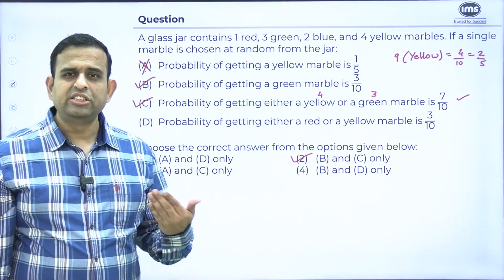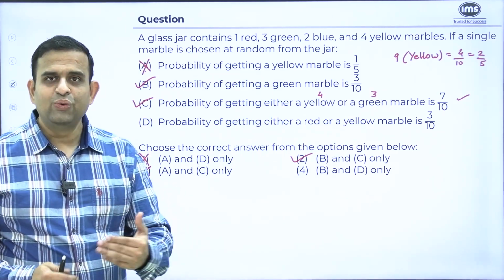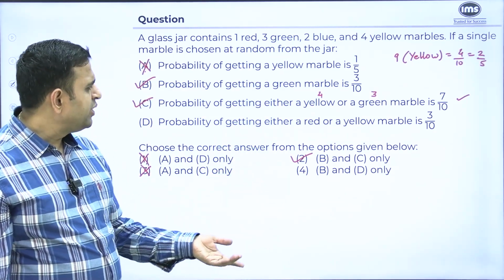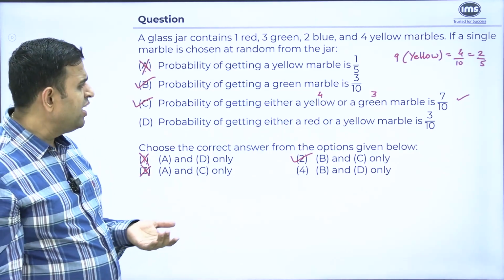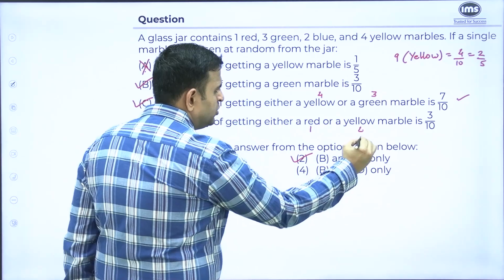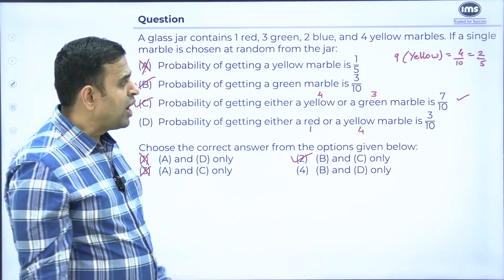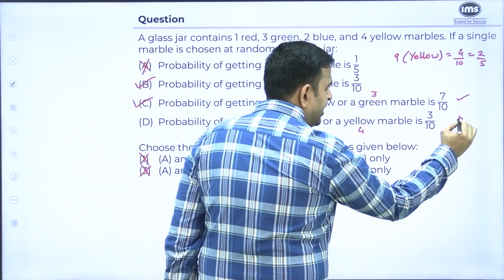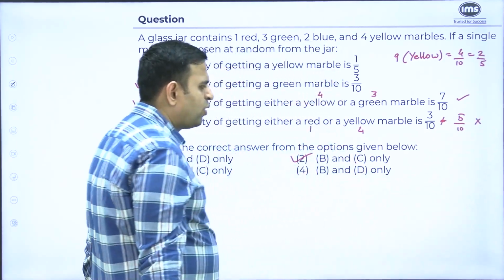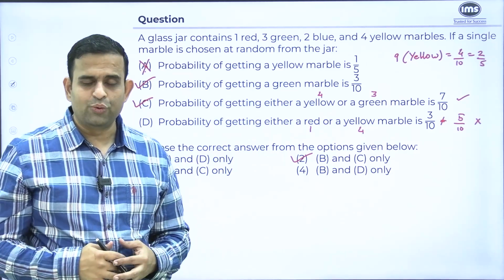Please note, no point checking D. Why? Because we don't have any option like B, C and D over here. So we can safely mark option number 2, and we'll possibly see as well that D happens to be wrong. Why? Red is nothing but 1, yellow is 4. So the total number of marbles which are either red or yellow happens to be 5. So the required probability should have been 5 by 10, and these two are not equal. So D is wrong. And we have clearly seen that option number 2, which is B and C, is right over here.